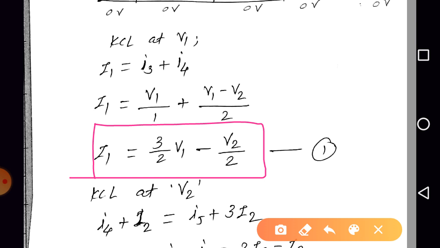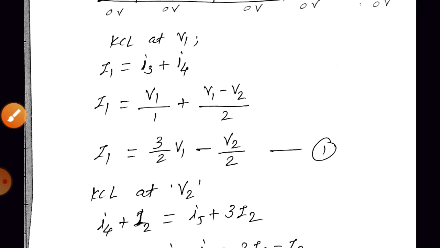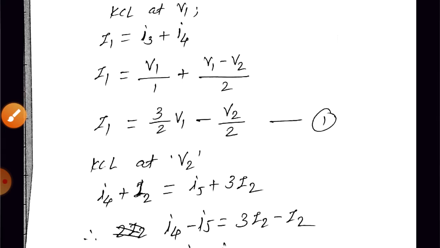The y parameter characteristic equation is I1 is equal to y11 V1 plus y12 V2. So y11 is 3 by 2 mho and y12 is minus 1 by 2, the coefficient of V2.